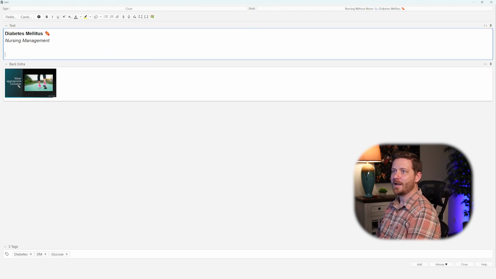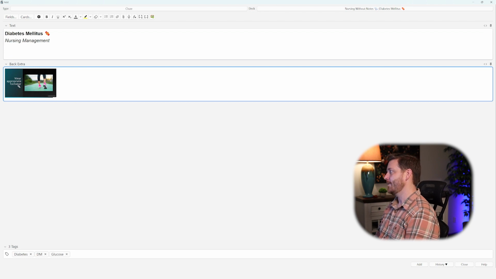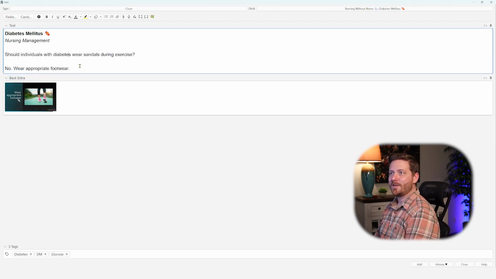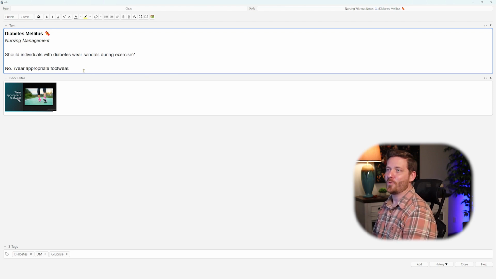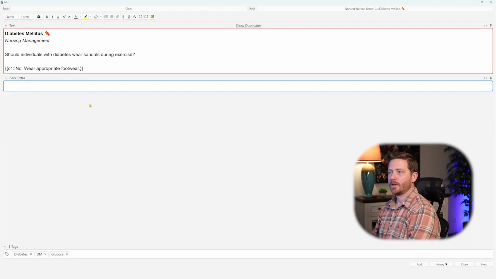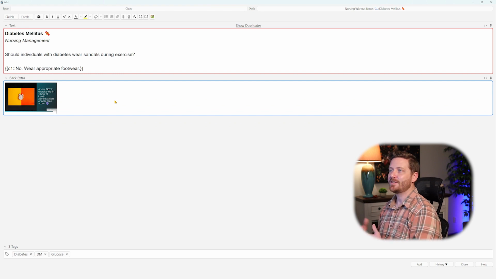We do need to remind them to have appropriate footwear and have a good pair of kicks on. Now, to remind us that they need to wear appropriate footwear, let's just ask a simple question: should individuals with diabetes wear sandals during exercise? No. Wear appropriate footwear. Don't need any damaged shoes damaging feet. So, should individuals with diabetes wear sandals during exercise? No. Wear appropriate footwear.